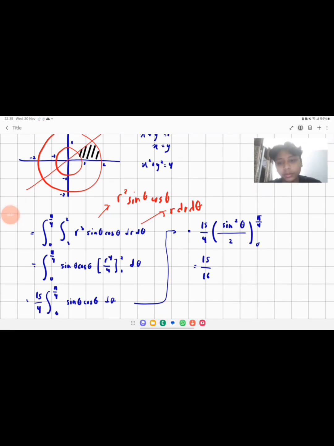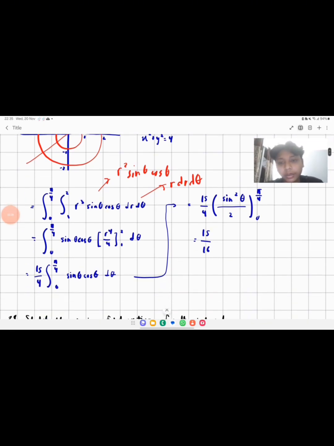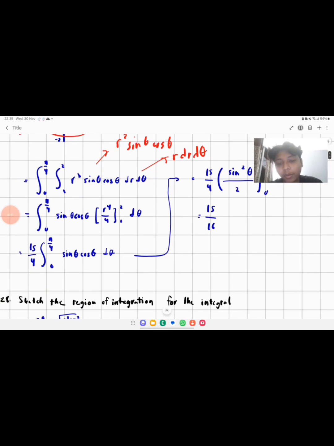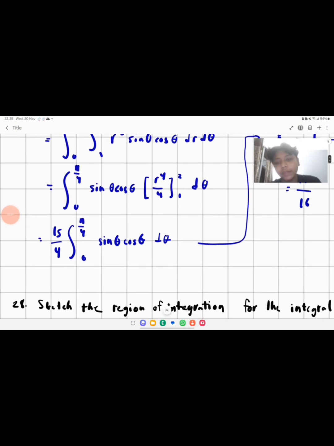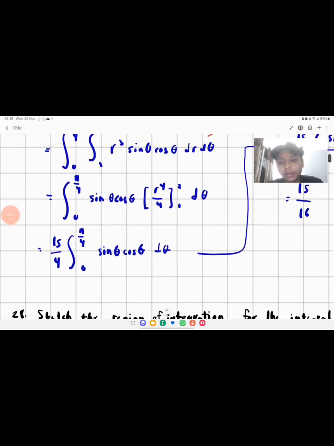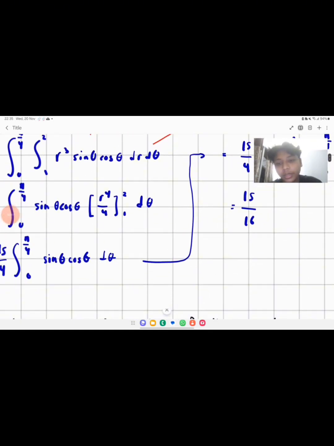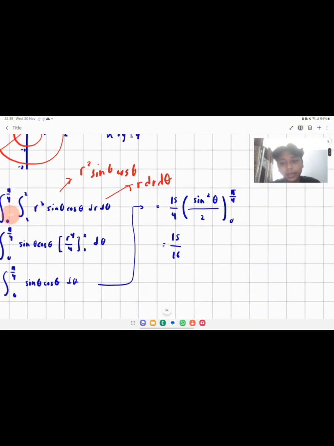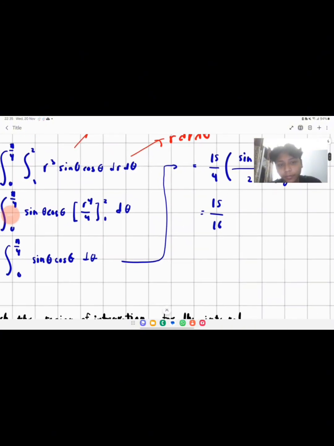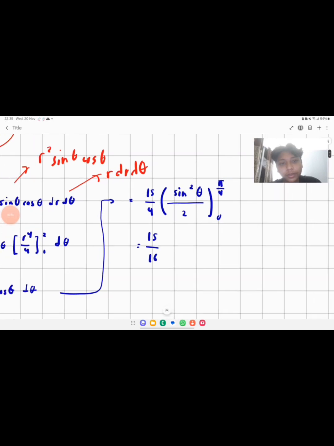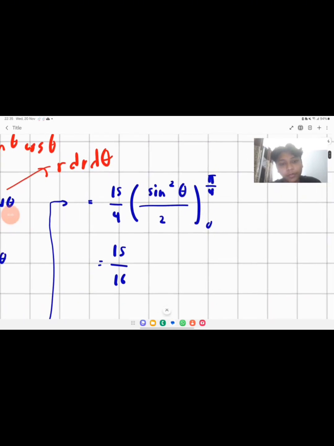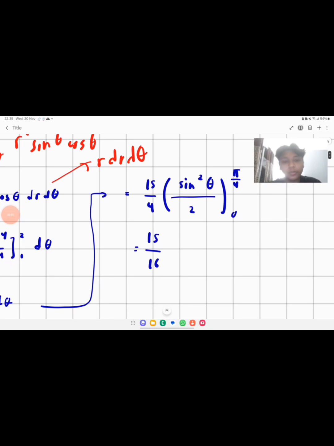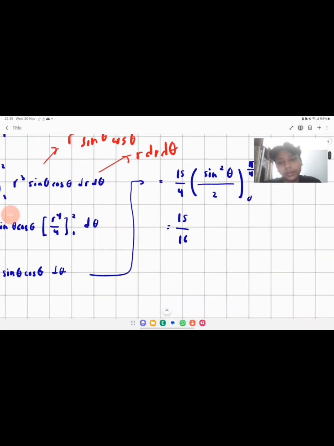Okay, so continue, we integrate as usual, so we get r to the power of 4 over 4, insert values 2 and 1, then we get 15 over 4 in front, and then we integrate sin theta cos theta. In the identity we get sin squared theta over 2, and then we insert the values pi over 4 and 0, and then we manage to get 15 over 16.